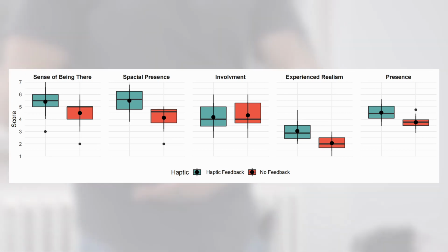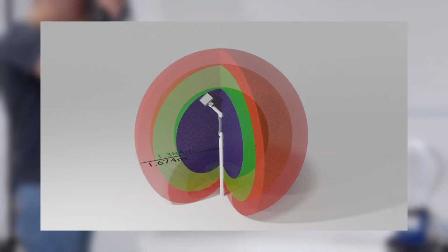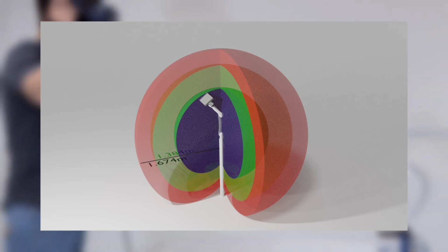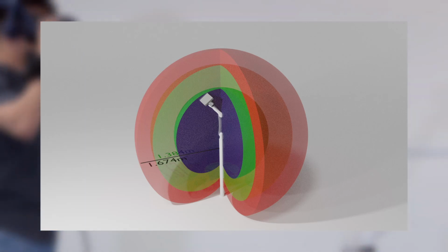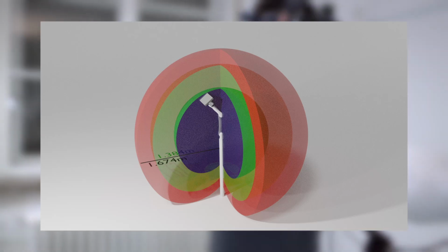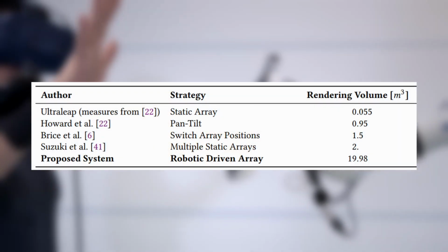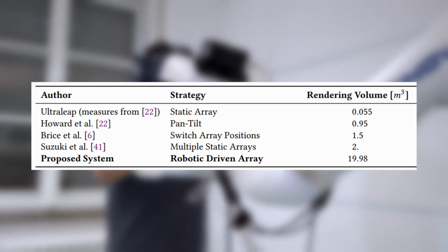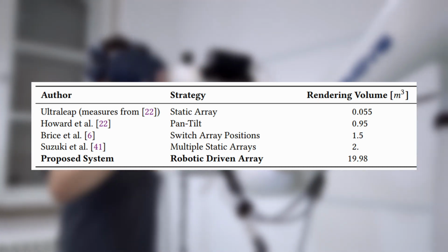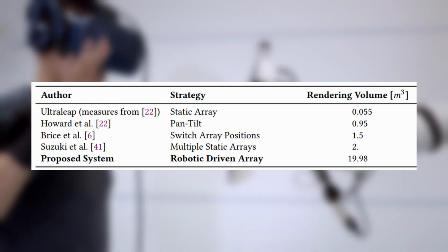In conclusion, we present a solution to increase the workspace of mid-air ultrasound haptics to over 19 cubic meters. The proposed configuration can render a total volume of 19.98 cubic meters, including low quality volumes. And to the best of the authors' knowledge, this is the largest rendering volume produced in mid-air haptics to the moment, surpassing previous efforts by a factor of 21 compared with Howard and colleagues, 13 times compared to Freeman and colleagues, and almost 10 times compared to Suzuki and colleagues.